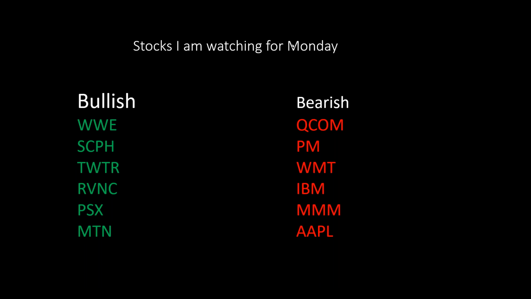And if you're interested in stocks for Monday, this would be stocks for Monday 10-3. On the bullish side, I'm looking at WWE, SCPH, Twitter, RVNC, PSX, and Mountain MTN. And on the short side, we're looking at QCOM, Philip Morris, Walmart, IBM, Triple M, and Apple. So those are what I'm looking for.